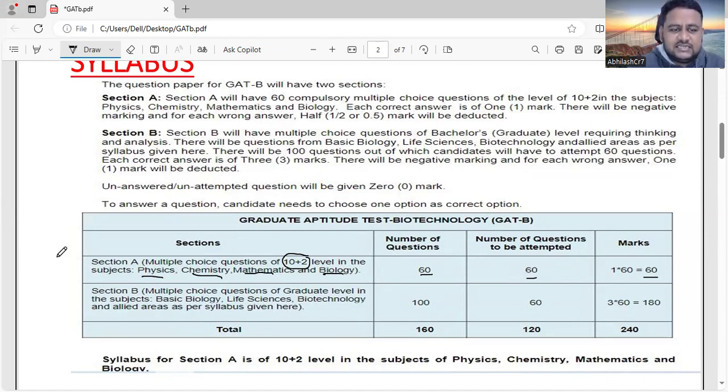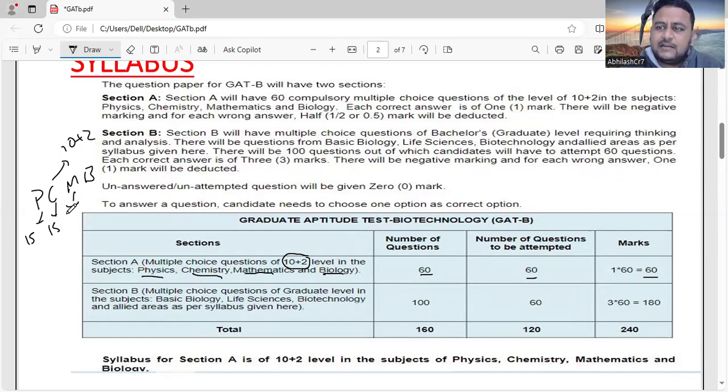So section A contains physics, chemistry, maths, and biology of 10 plus 2 level. Roughly each part will have 15 questions: physics 15, chemistry 15, mathematics 15, and biology also 15. Of which level? 10 plus 2 level, that is after 10th and also 11th and 12th. Got it, friends? This is about section A.